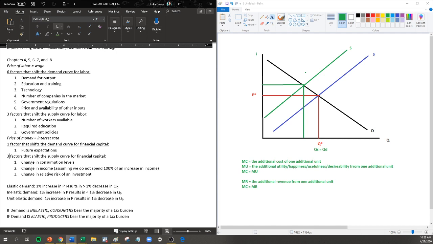A change in income. If income increases, and with some assumptions involved here, we can say if income increases but people are still saving 50% of their income, we're going to see an increase in savings, because 50% of $1 million is greater than 50% of $900. And change in the relative risks of an investment.